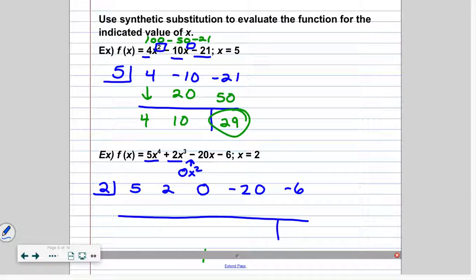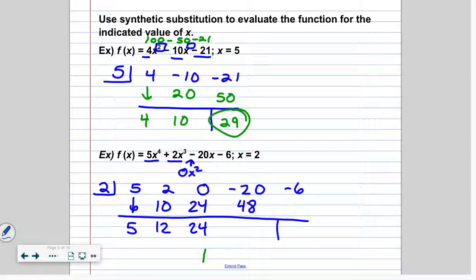So here's what we'll do. Bring down the 5. Take 5 times 2, we get 10. Add straight down, we get 12. 12 times 2 is 24. Add straight down, we get 24. Multiply 24 times what's in the box, 2. We get 48. And then add straight down, negative 20 plus 48 is 28. Multiply right there, and we get 56. Add straight down, and that gives us 50. And if we plug in x equals 2, we get 50.